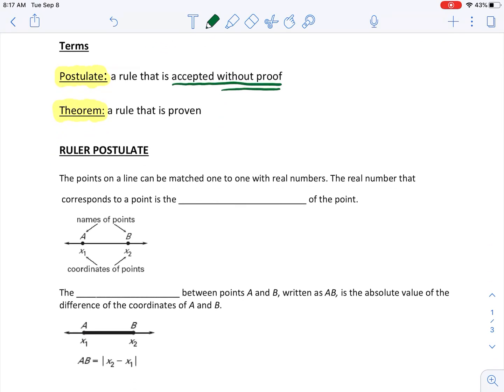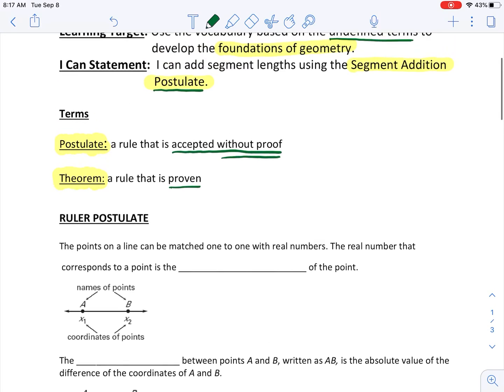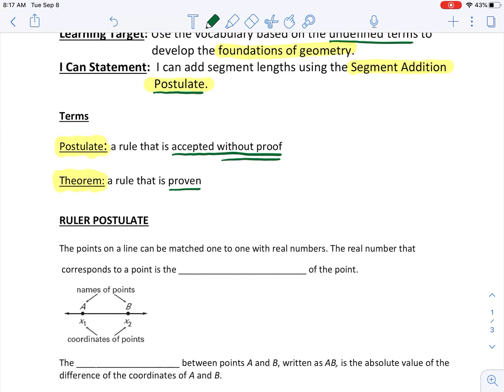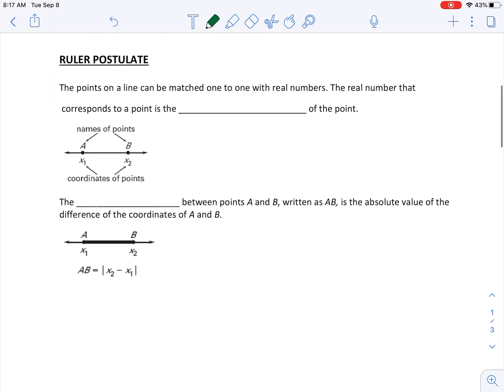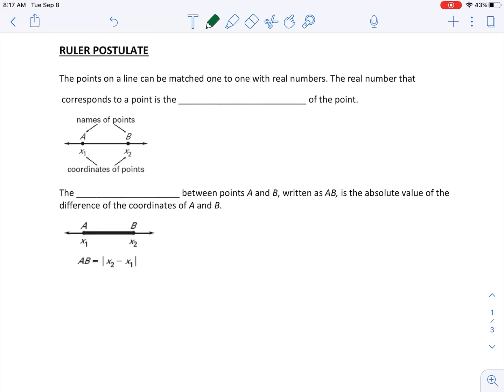We are accepting it without proof, and how that relates to a theorem is it is a rule still, but a theorem is a rule that's proven. And a lot of times we use postulates to prove theorems. So what we're going to talk about with the segment addition postulate is a rule about segment addition that we do not have to prove, that we just accept. Here's a good example of another postulate too.